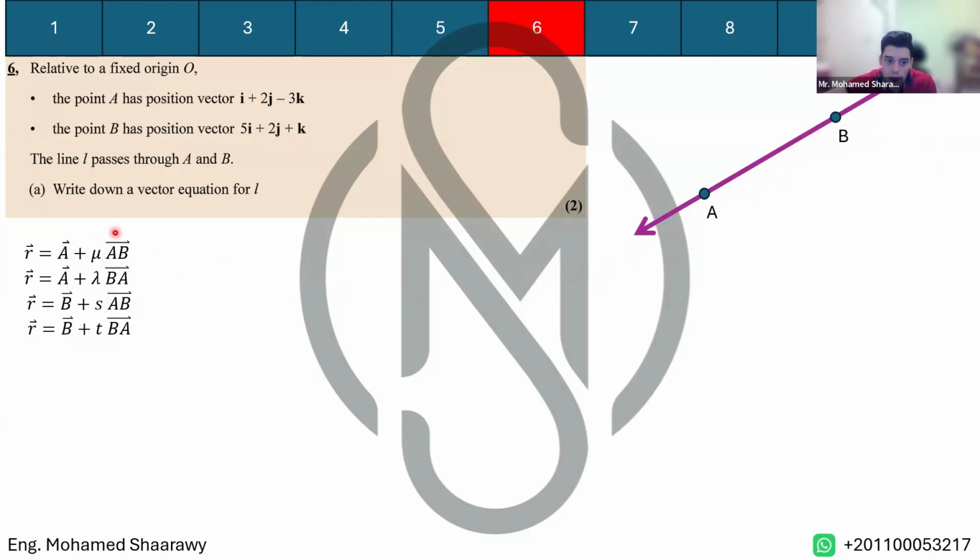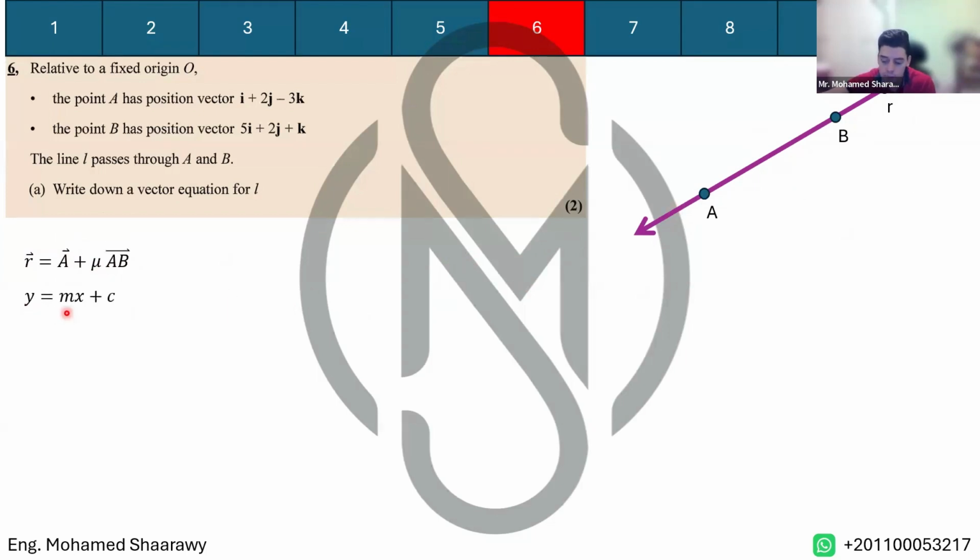Okay, why actually is this true? Let me explain this briefly. What does this equation mean? This equation means that in order to get to some location r, which is, for example, like this one, if you're starting from A, how many multiples of AB will you move in order to get from A to r? So this is actually the question this equation is solving.